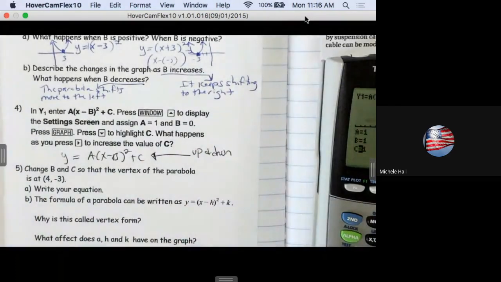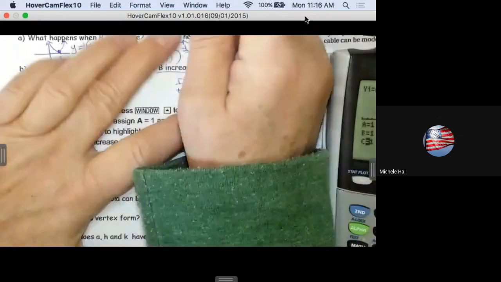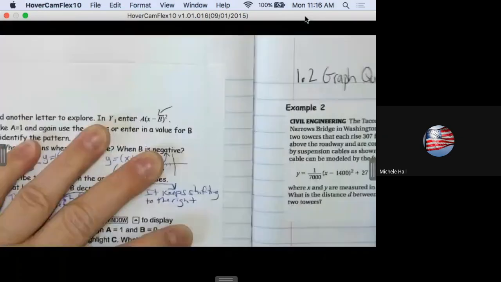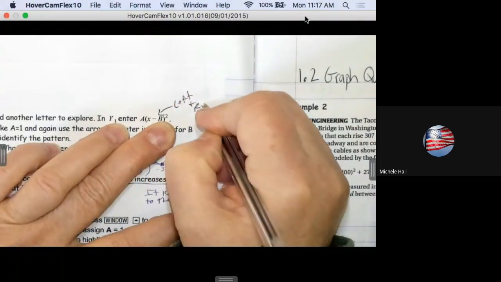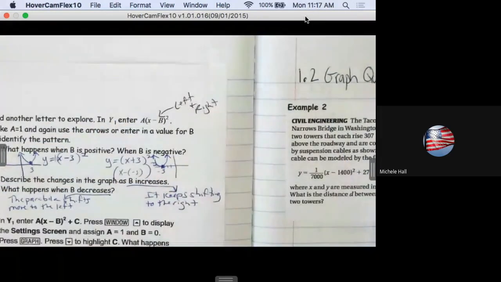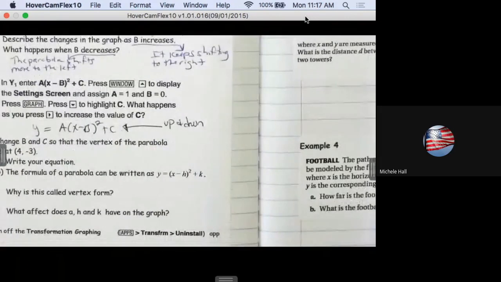What did b do? B did what? Left and right. So b was about left and right. C's up and down. A? B is about left and right. C is about up and down. And A is about what? Now, look on the board when we talk about A. It's about the width of the parabola. Okay, so A is about the width, B is about left or right, and C is about up or down.